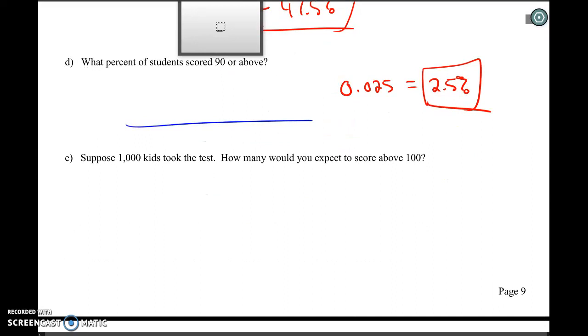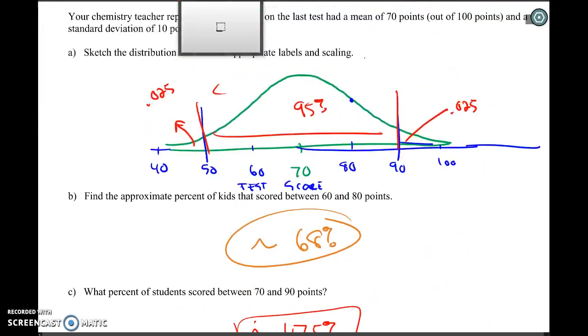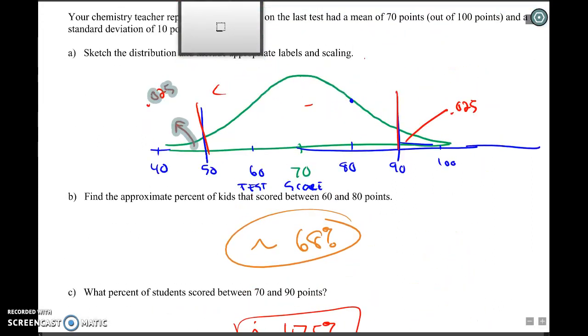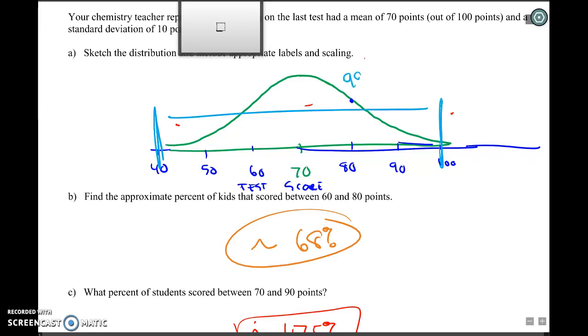Suppose 1,000 kids took the test. How many would you expect to score above 100? Okay, so now let's make the same argument for 100. For 100, that's actually 3 standard deviations above to 3 standard deviations below. That's 99.7% of the data points. That means for these two tails, that last 3/10 of a percent has got to be split between them. So that means 0.0015 on each tail.